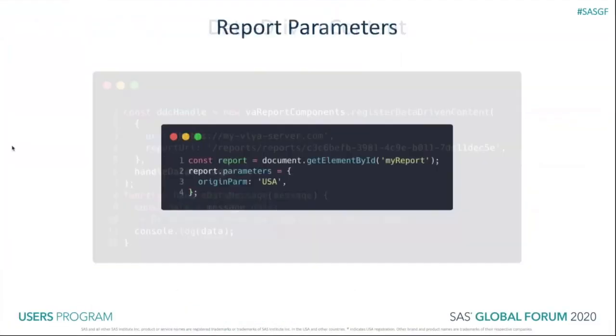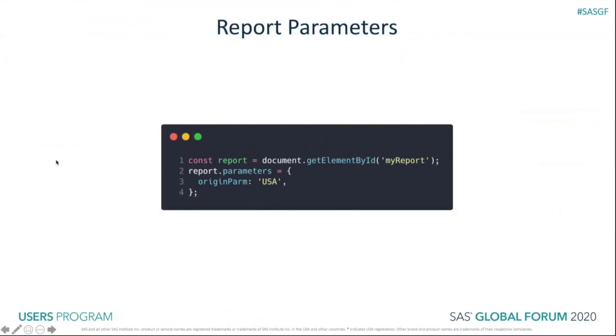So next, let me show report parameters. And this is another way to get a deeper integration with your report. Now, if you have a report that actually exposes parameters, you can easily set those parameters on the report object. So here you can see that I'm taking my report and I'm setting parameters. Let's say in this example, I've got a parameter called origin parm, and I'm setting the value to USA. And so in this case, I could have some UI in my page, like some custom UI that changes report parameters, things of that nature.